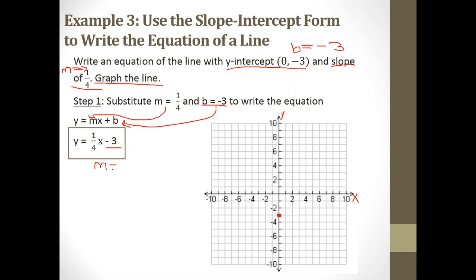Our slope is 1/4, +1 and +4. So that means we're going to move up 1 space and to the right 4 spaces. Starting at the y-intercept of -3, we're going to go up 1, right 1, 2, 3, 4, plot that second point, and then we'll connect the 2 points to create the graph of the line.